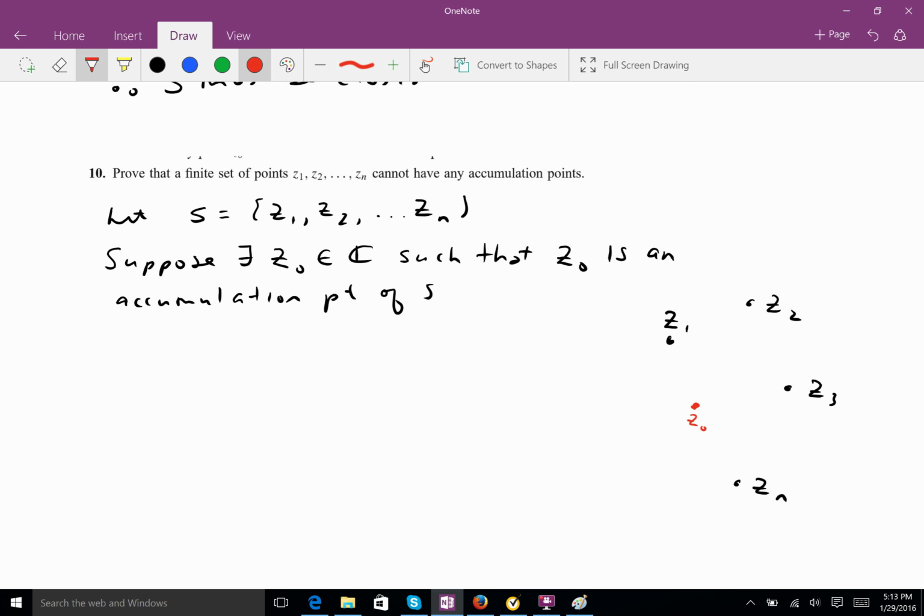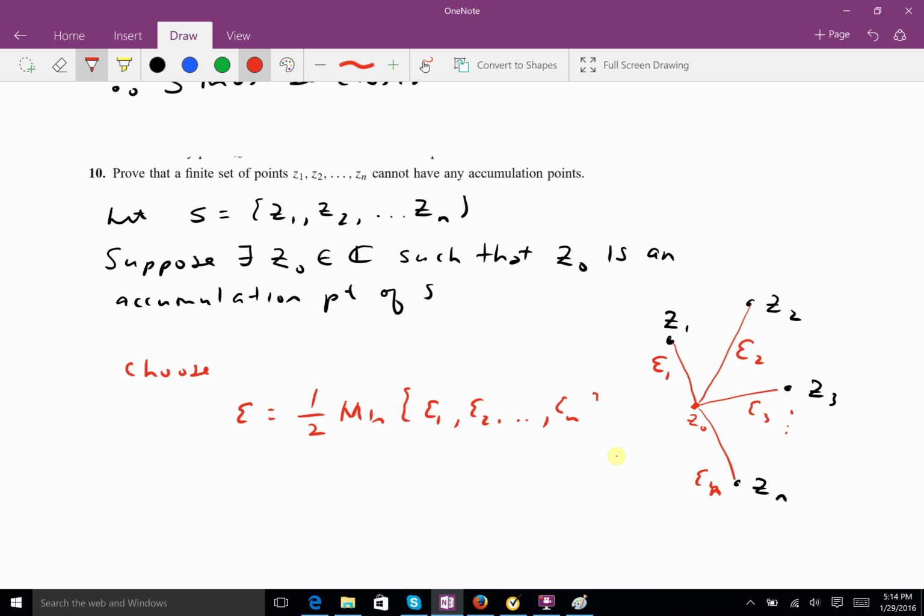Notice that if I choose an epsilon less than the smallest of these distances, I'll call this distance epsilon 1, this distance epsilon 2, epsilon 3, up to epsilon n. If I choose epsilon to be 1/2 the smallest of these distances, notice that this neighborhood cannot contain any of the points in S. This implies that all the points within epsilon of Z naught cannot be in S.